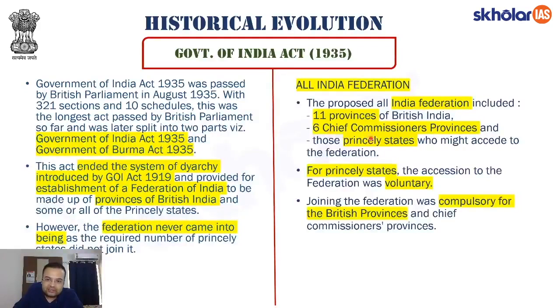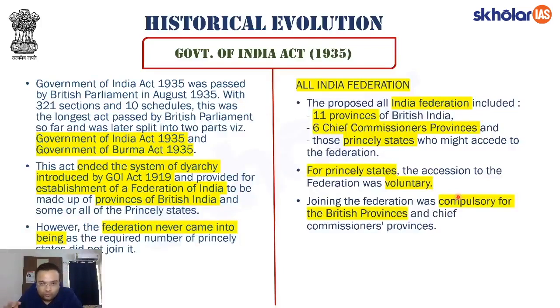So these 6 chief commissioner provinces were also supposed to be part of this All India Federation. And then third, those princely states who might accede to the federation. So the whole idea was that princely states might actually decide that they want to join British India. So all those princely states which take that decision to join India will also form the All India Federation. For princely states, the accession to the federation was voluntary.